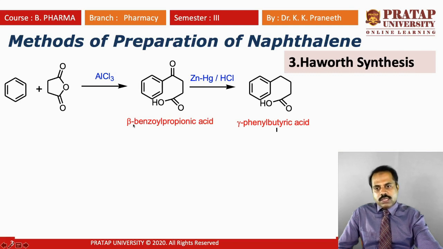This compound is called beta benzoyl propanoic acid. On treatment with zinc amalgam and HCl, you will get gamma phenyl butyric acid, this one. As I said, this is a reduction reaction, a Clemmensen reduction reaction. The oxygen will go away, right? You remove the oxygen and add hydrogen. These 2 hydrogens are added here.